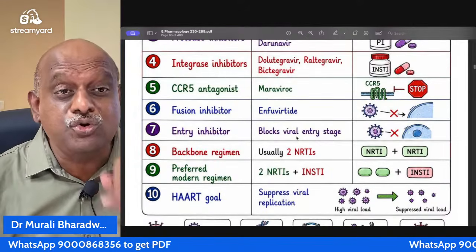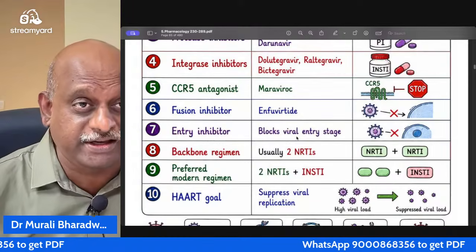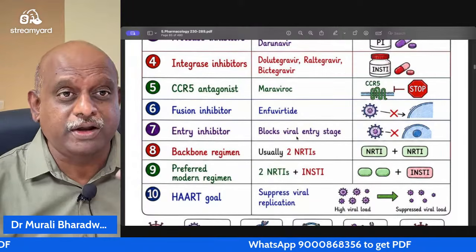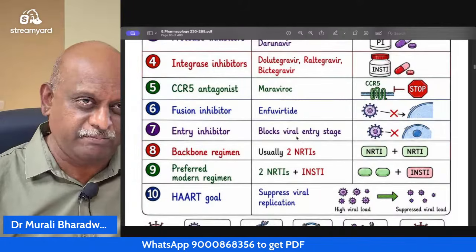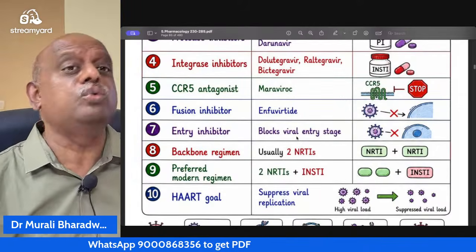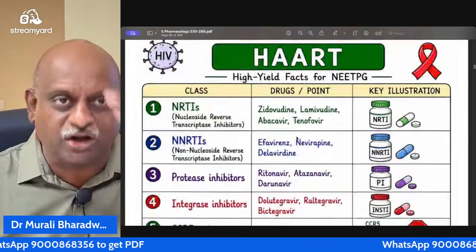If there is no question on antiretroviral drugs in NEET-PG 2026, अपन का नाम मुरली भरद्वाज नहीं होगा from August 30 के बाद, right? उतना शूर शॉट टॉपिक है भाई, पैसे लगाओ, ये स्टॉक बढ़ेगा.